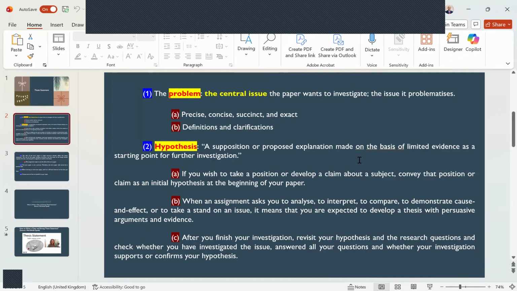When an assignment asks you to analyze, to interpret, to compare, to demonstrate cause and effect, or to take a stand on an issue, it means that you are expected to develop a thesis with persuasive arguments and evidence. I cannot emphasize this more, that in the paper, in any course, it doesn't have to be only this course, but any course that you do, and in any paper that you write, you have to develop a thesis with persuasive arguments and evidence.